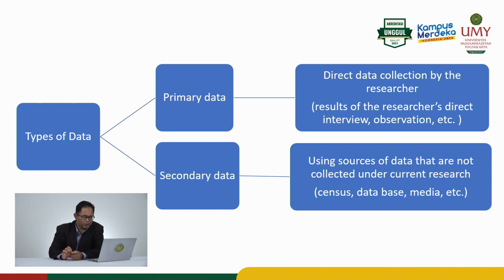What is primary data? Primary data is the data that is the result of the researcher's direct interview or observation, while secondary data refers to data taken from sources that are not collected under the current research conducted by the researchers. So this is the type of data that you have to understand. Primary is collected directly by the researcher, and the secondary is not collected directly by the researchers.